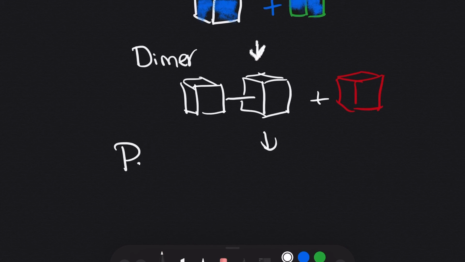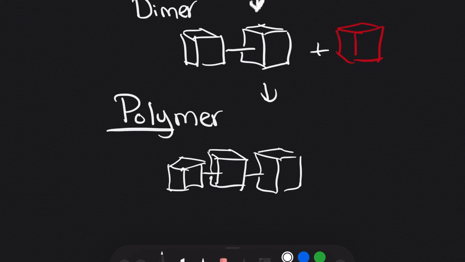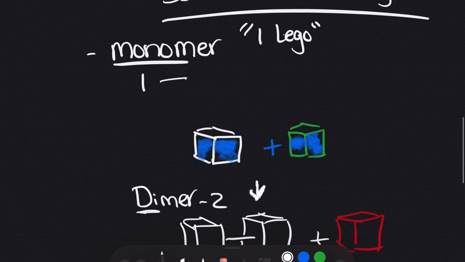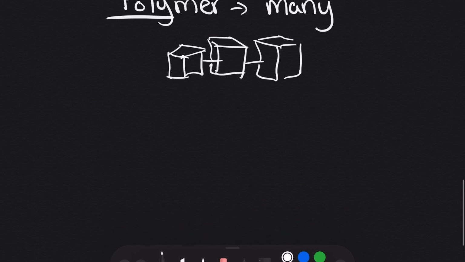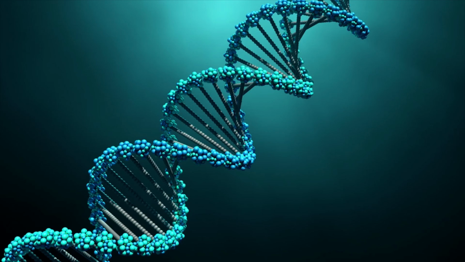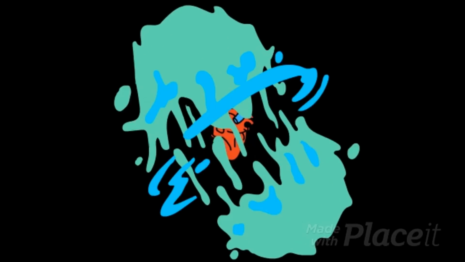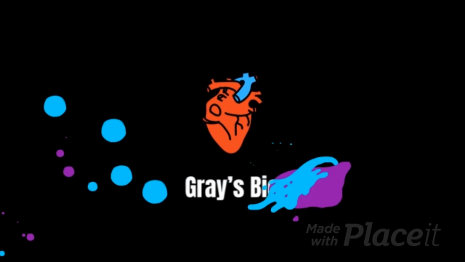You won't have to learn those yet. And if I add three or more pieces together, now it's not a monomer, it's not a dimer, it is a polymer. Like a polygon in math has many sides, polymers have many pieces. Dimer is two, monomer is one. So as we move forward, we'll learn about the functions of each of these macromolecules and how we actually put them together.